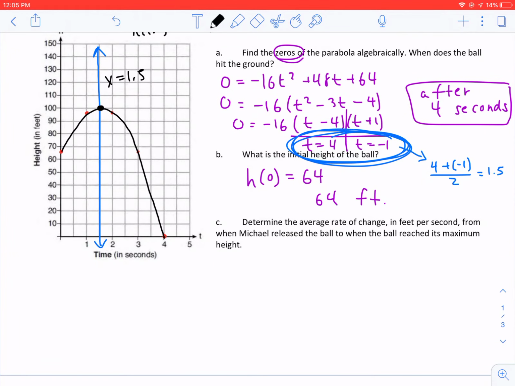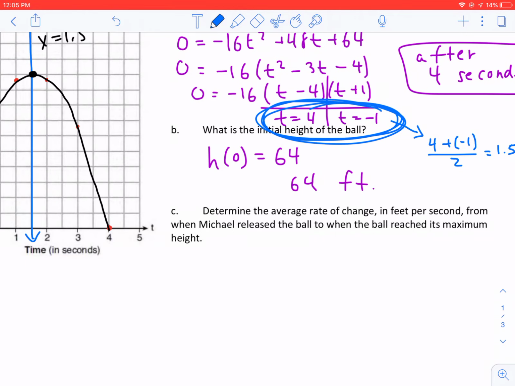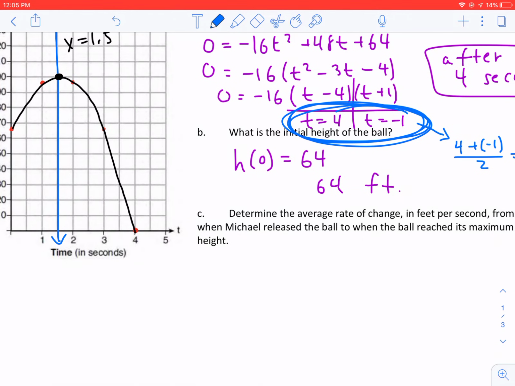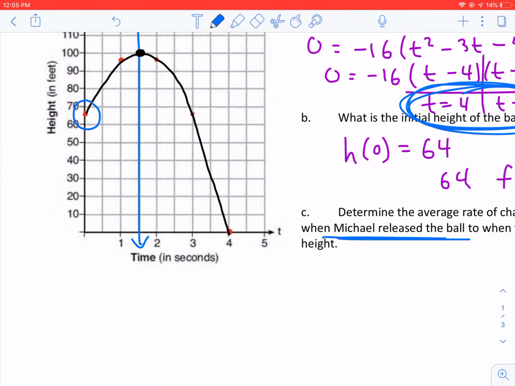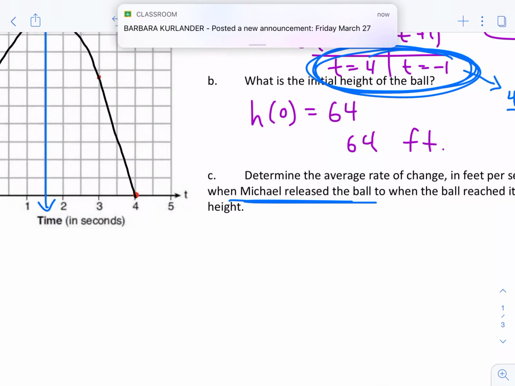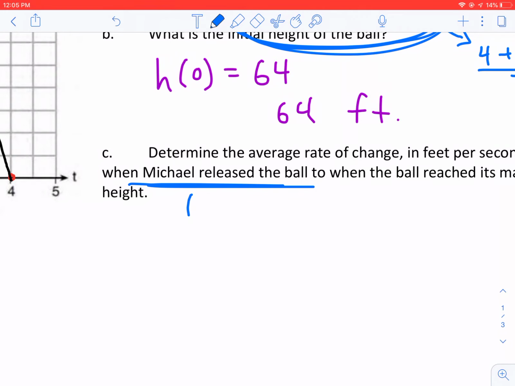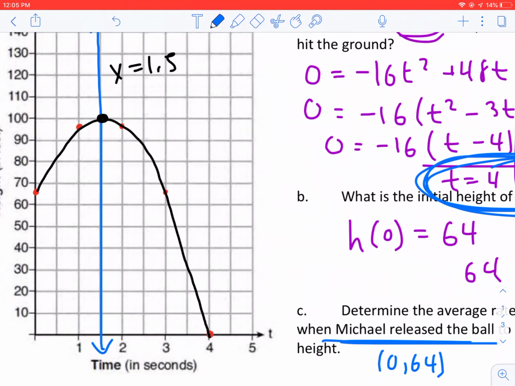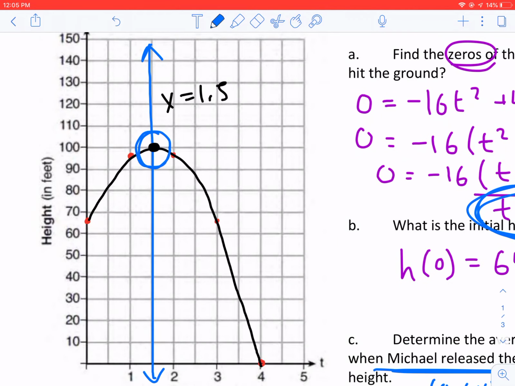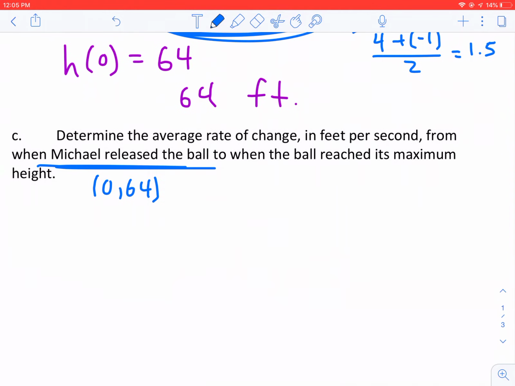All right, C, this is a good throwback question. Determine the average rate of change in feet per second from when Michael released the ball. So when did Michael release the ball? At time equals 0. So in other words, from this point, 0 comma 64, to when the ball reached its maximum height. So when did it reach its maximum height? After 1.5 seconds. That's until 1.5 comma 100.